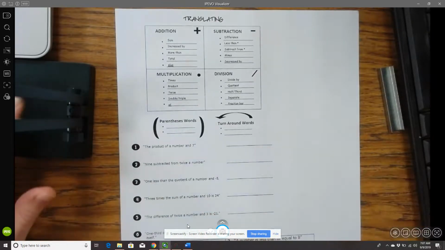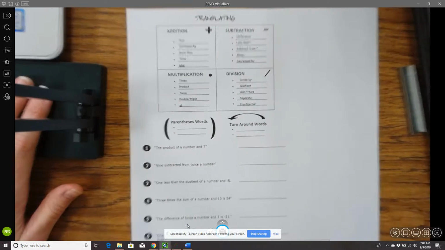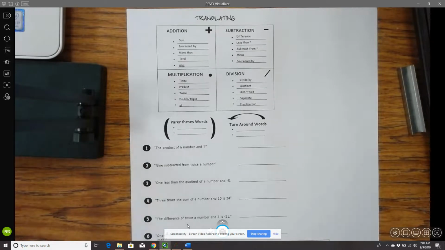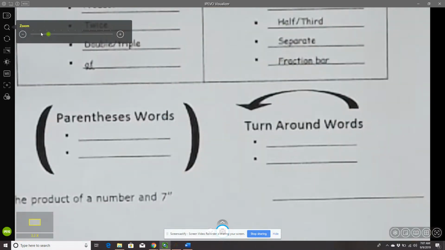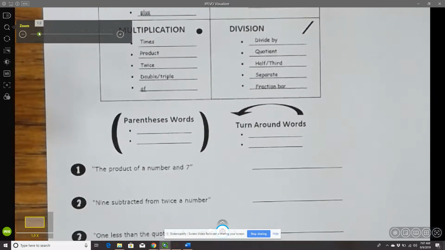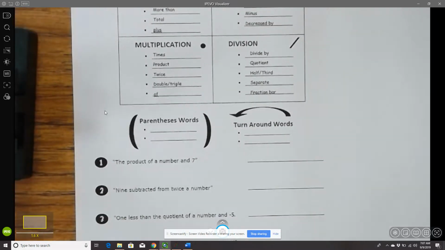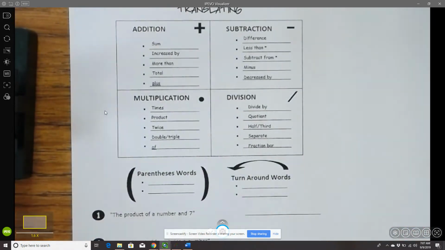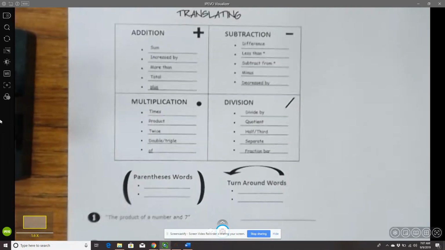This video is for translating from words to expressions or equations. And so let me zoom in a little bit here for you. Not too much. That's better. Okay, so words that mean addition are words like sum, increased by, more than, total, and plus.